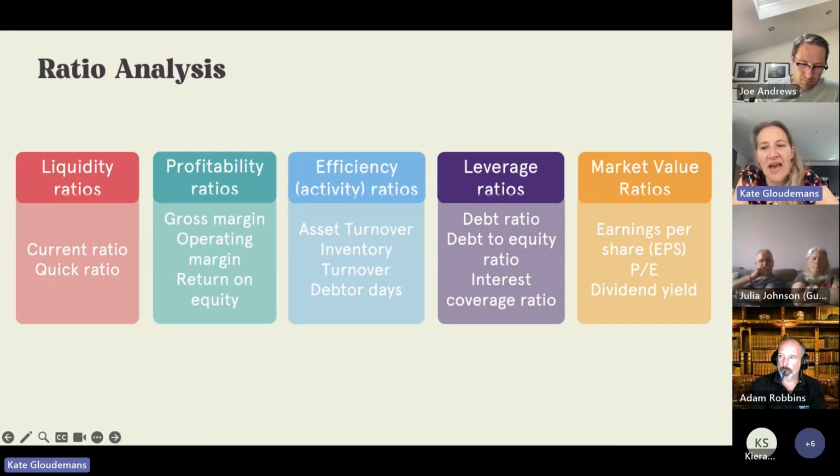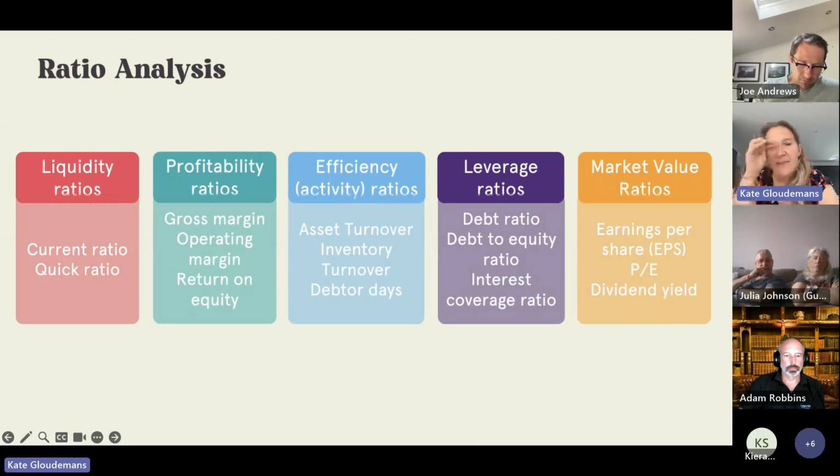Leverage ratios measure how much debt a company has, and market value ratios are things that people use to work out how valuable a company is. This is typically something that might be used by an investor. So I'm not going to go into the detail. It's just telling you that it exists. If it's something you'd like to find out more about, let me know and I can send something through to you. But equally, it's something that you can look up online.